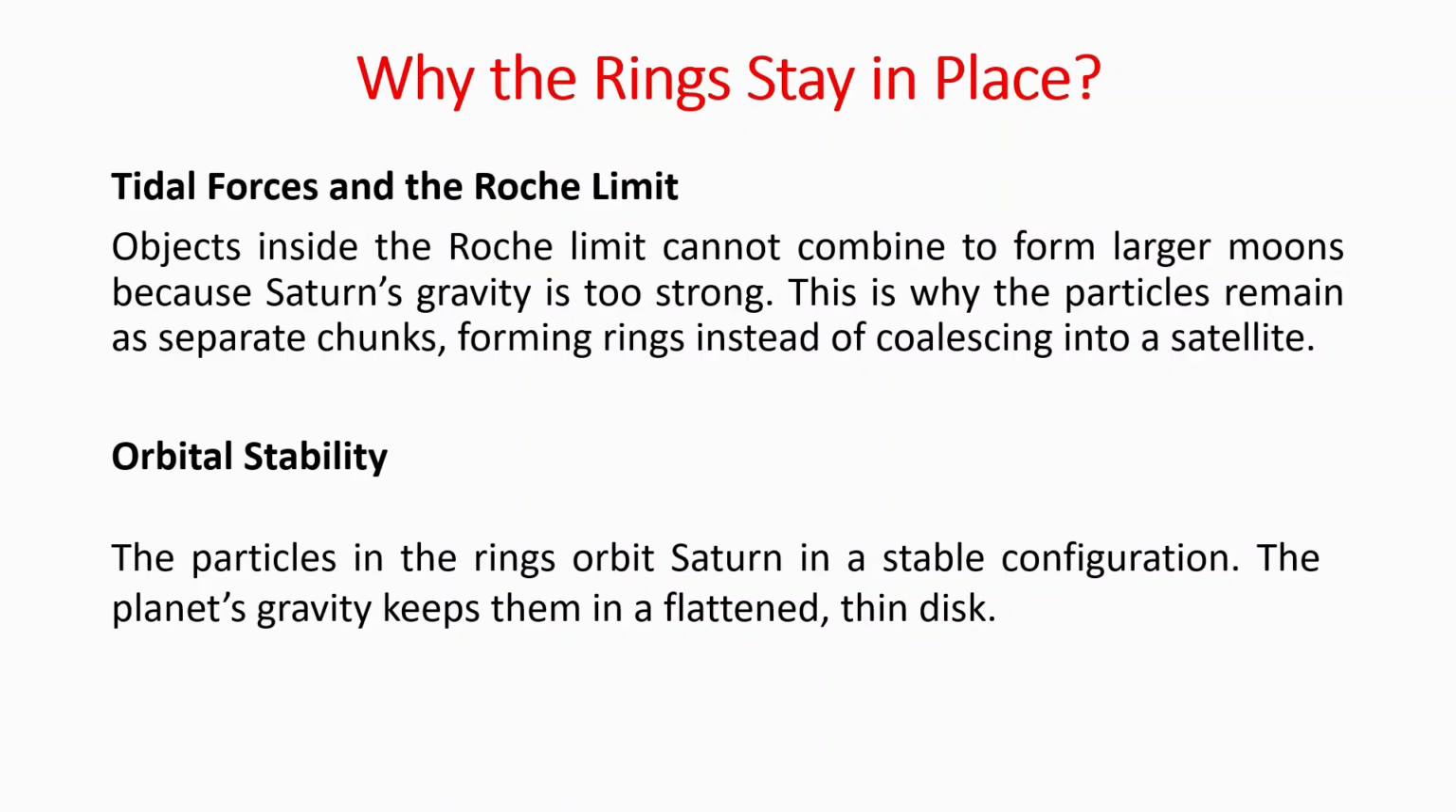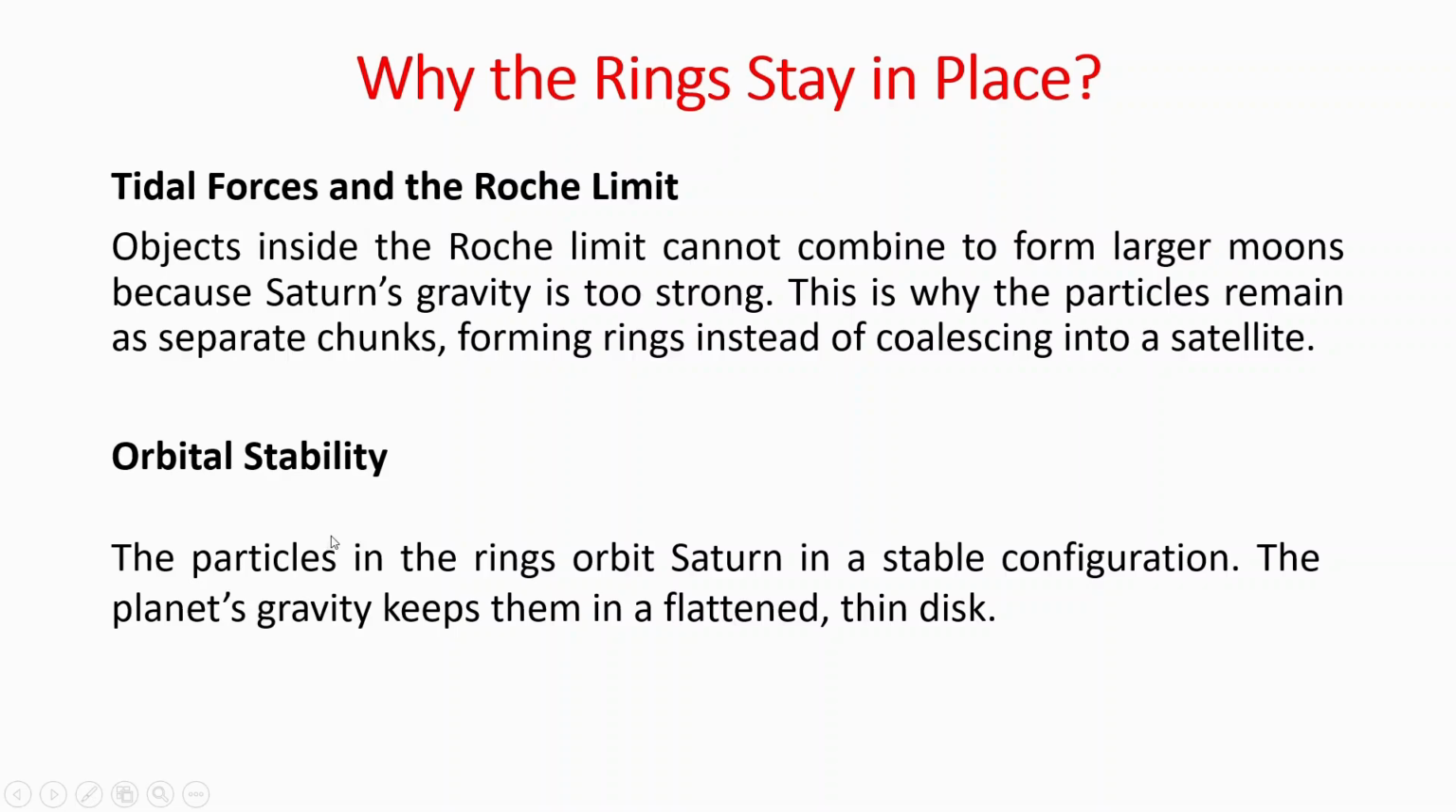Once again, the main reason is the gravitational pull exerted by Saturn. Objects inside the Roche limit cannot combine to form a moon, a natural satellite. Instead we see particles that may be small, or as huge as mountains. They remain as separate particles and form a ring instead of coalescing into a satellite.